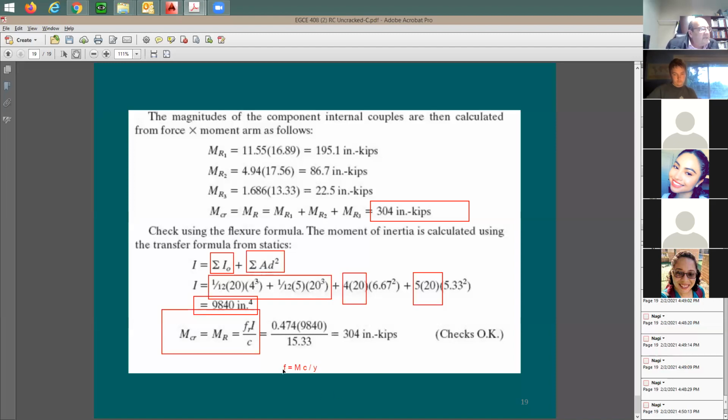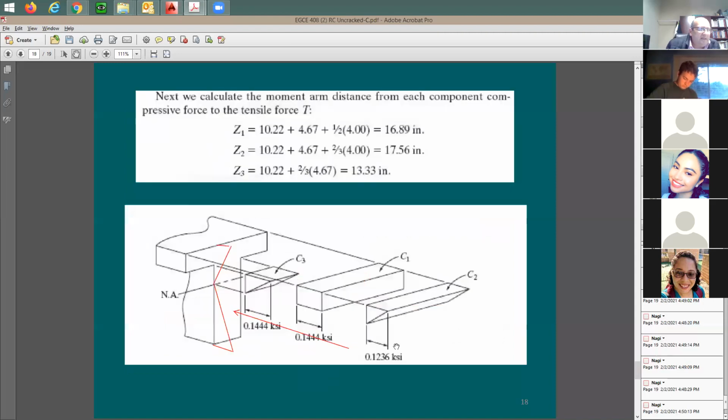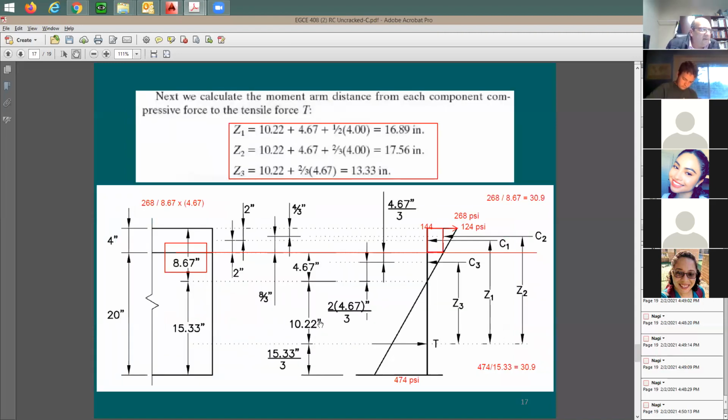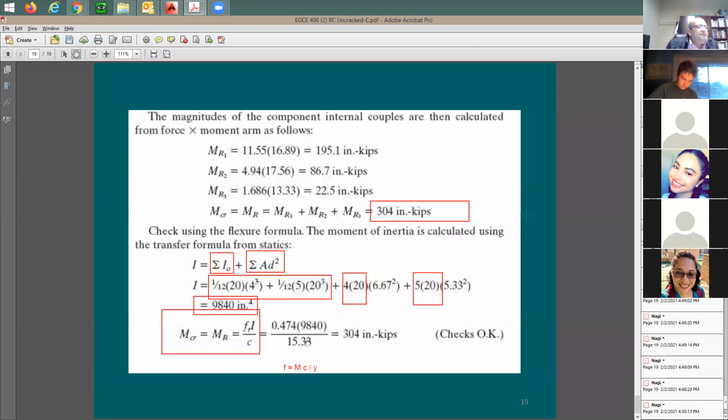The stress in this case is going to be the bottom stress, the 474. The moment is what I'm after, what I'm trying to calculate. C is going to be the bottom distance. What's the bottom distance? The 15.33. Let me take you back for a second. This is the distance from here to there, 15.33, to the bottom stress. This is going to be your Y distance, this is going to be your C distance. My apology. This should have been MC divided by I, the moment of inertia.